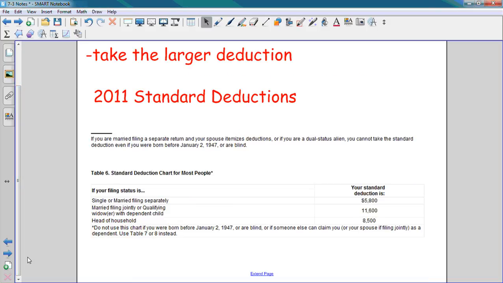Do not use this chart if you were born before this, or if you were blind, or if someone else can claim you. Now, you cannot do this if somebody else can claim you, or if your spouse filing jointly is a dependent.